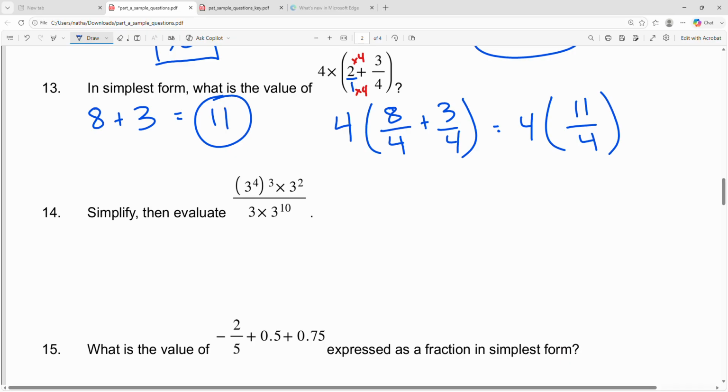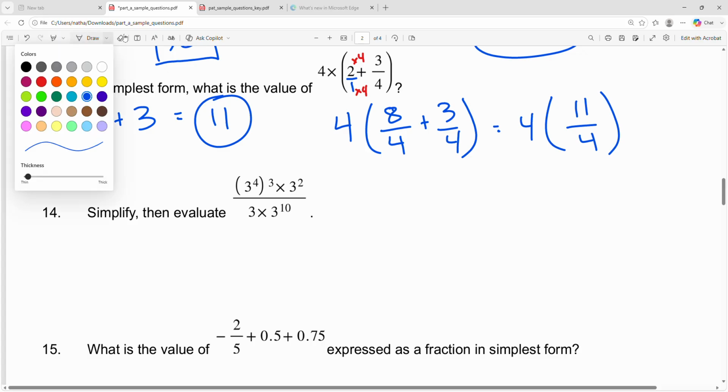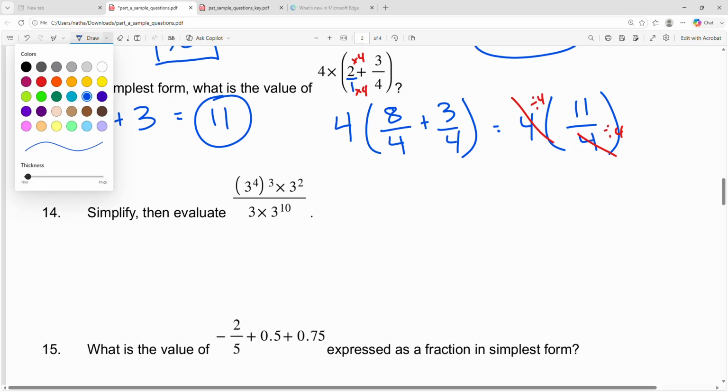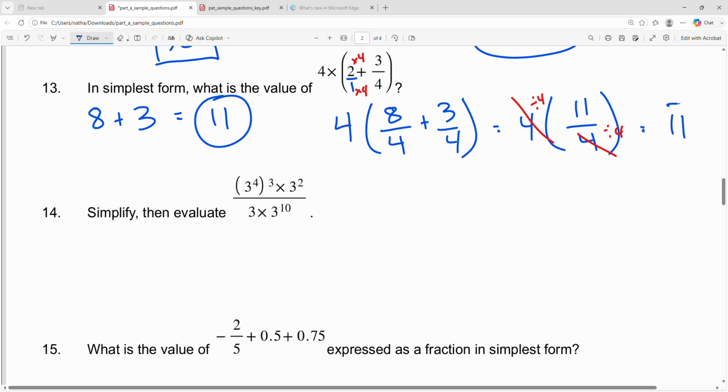I can cancel these two, right? Because, divide by 4, divide by 4. It's like gives us 1 and 1. 1 times anything is the same. Anything divided by 1 is the same thing. So in other words, we can just cancel that and we get, again, the same answer.